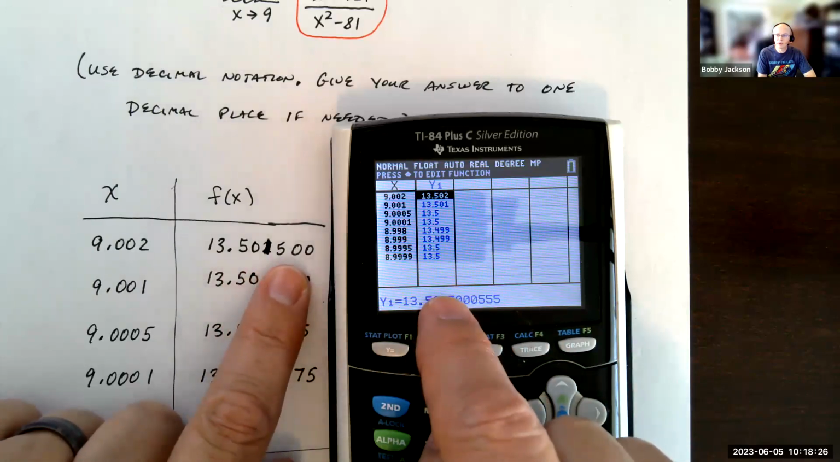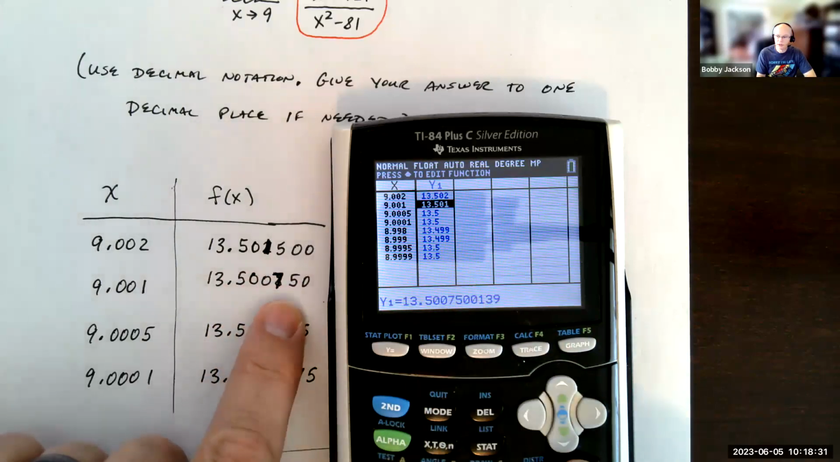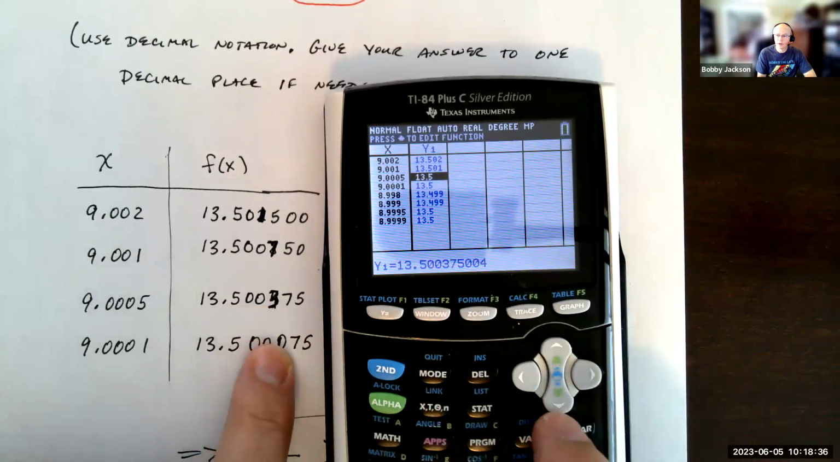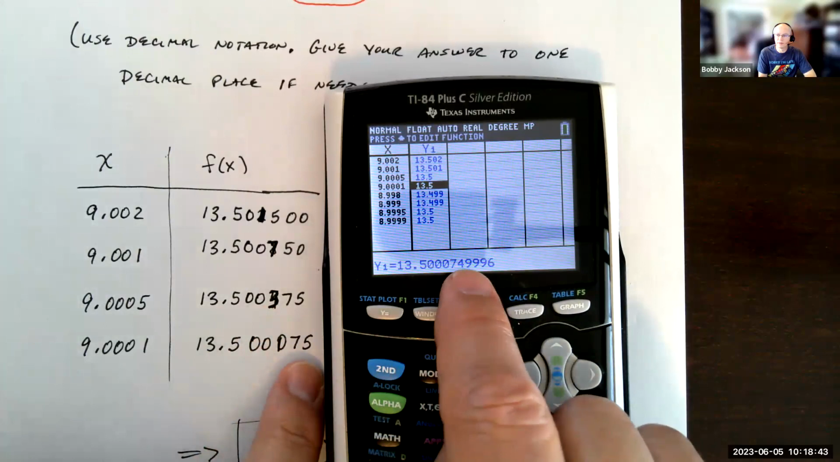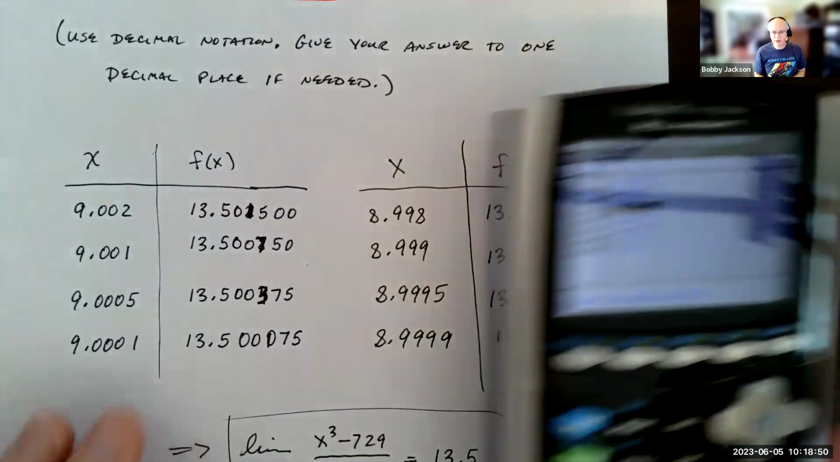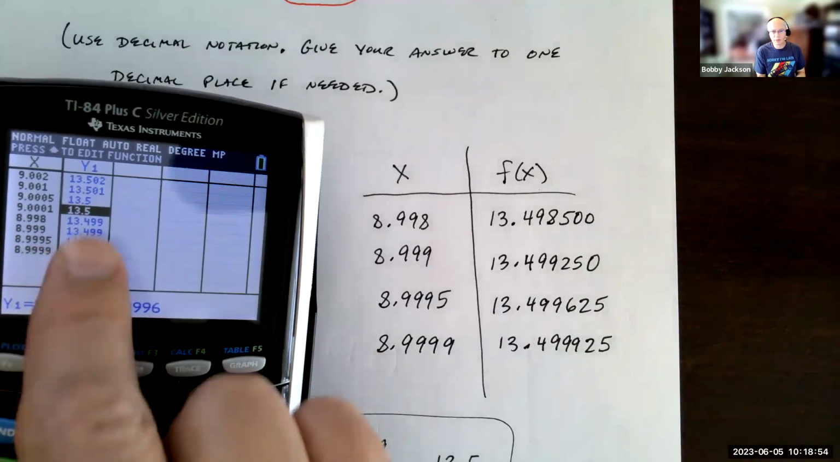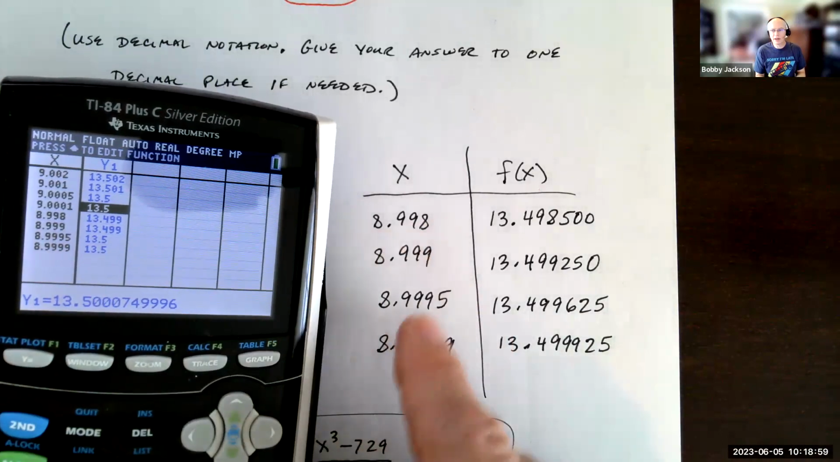So there's 9.002, 9.001, 9.005, and 9.001. Okay. And here, I just rounded off the 7.4. Since the next digit's a 9, I rounded that 4 up to a 5. It doesn't really matter so much as far as the final answer in terms of rounding, but that's what you would want to do if you needed to round to a certain number of decimal places. Highlight that entry.